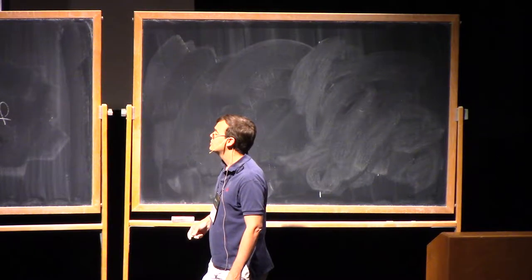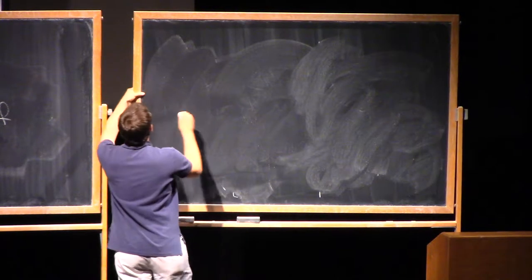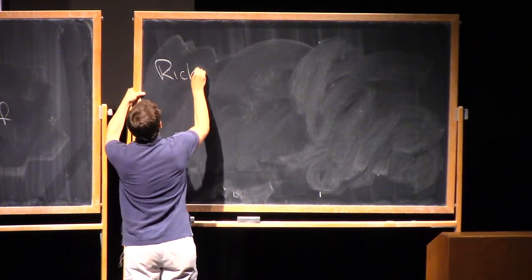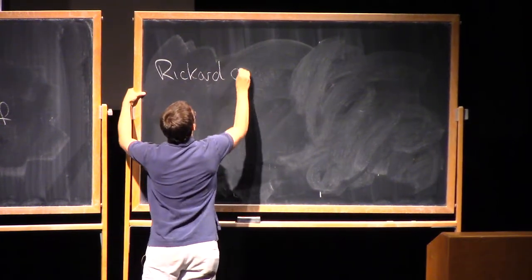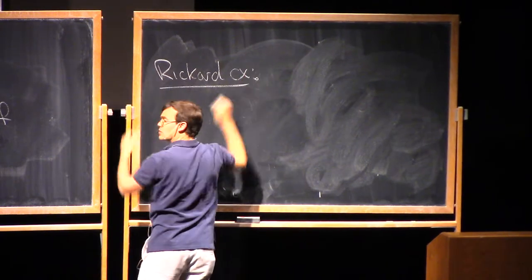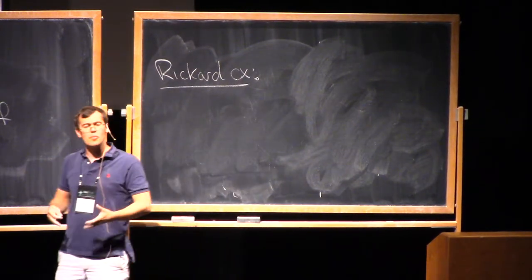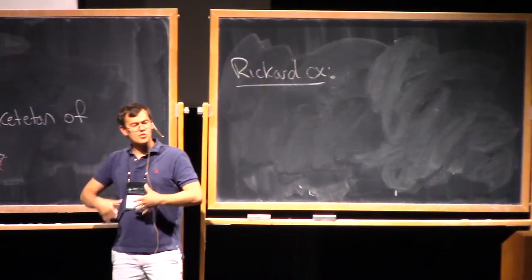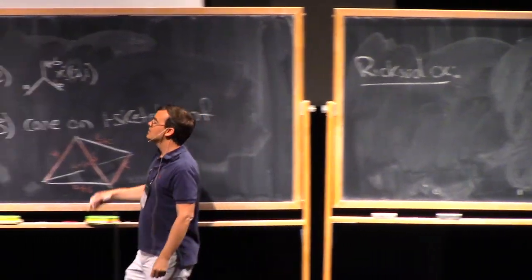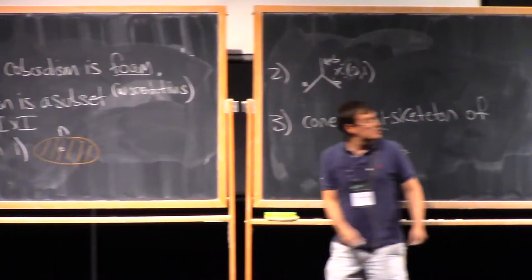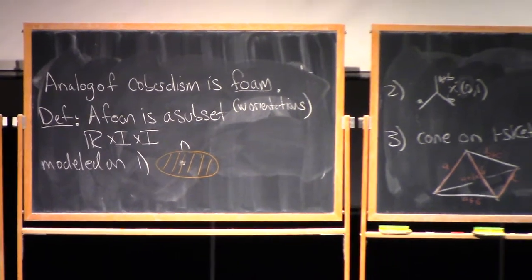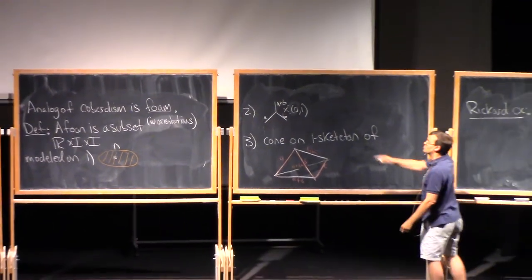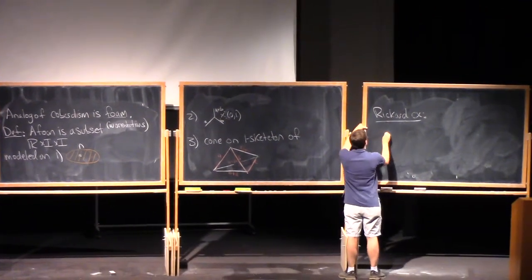All right. So then we can form what's called the Ricard complex, which is an analog of that complex that we defined in the category Cobb-NN. So it's kind of a formal complex in the category of these foams. And what it looks like is we just take the formula that we had for the crossing and turn it into a complex.